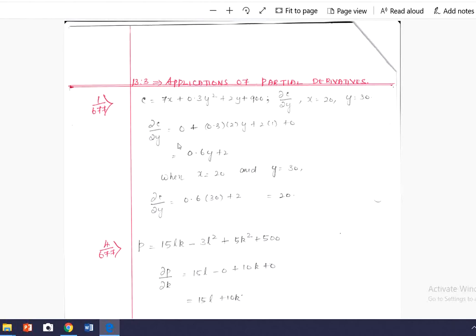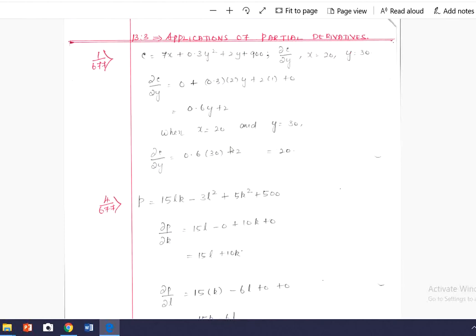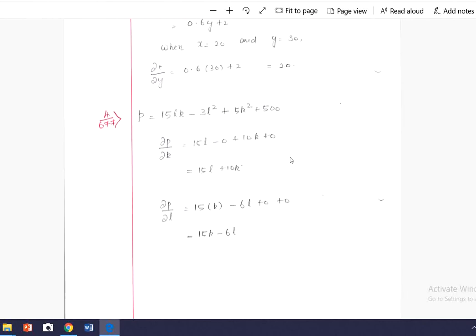Now, dou c by dou y is equal to, here 7x, there is no y available. Therefore, it will become 0. Here minus 0.3y square, differentiate it, 2 into y. So minus 0.3 into 2y plus 2y becomes 2, and this constant becomes 0. Therefore, 0.6y plus 2. Now we have to consider x equal to 20 and y equal to 30. We don't have an x term, therefore no worries. But we have y, which is 30. When you substitute 30, it will become finally 20. Use a calculator and find the final answer.